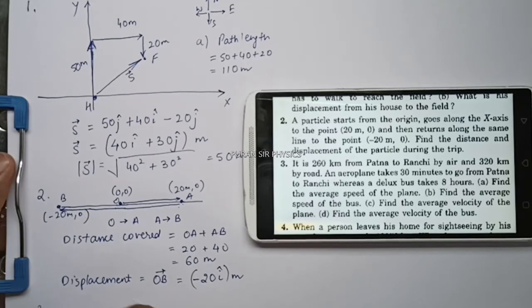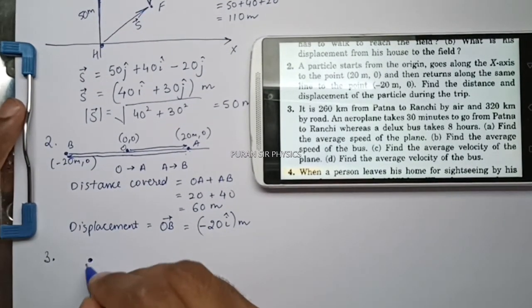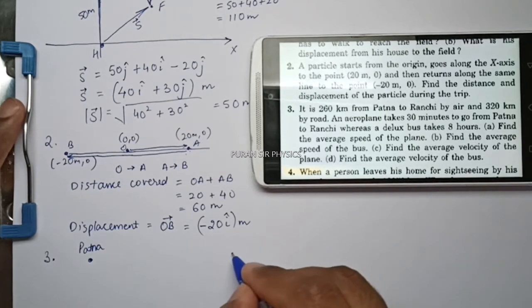So in the third question, let us say here is your Patna and somewhere here there is Ranchi.